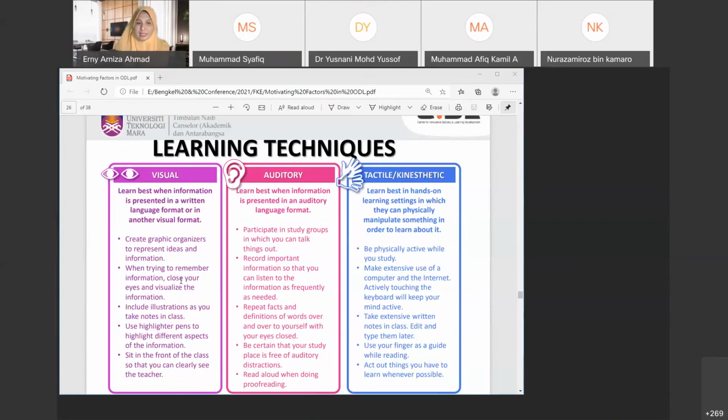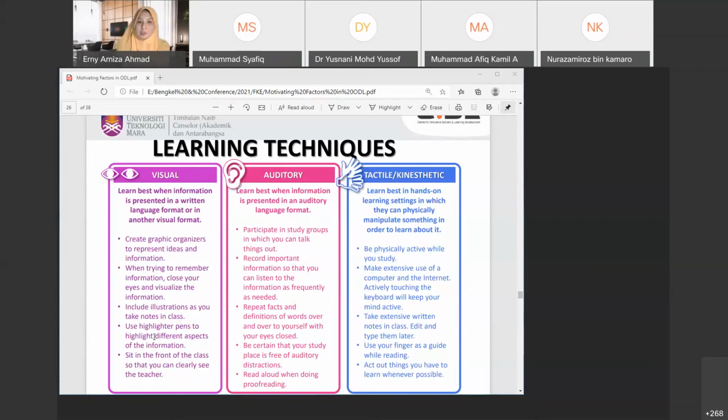Right, and then use highlighters, pens to highlight different aspect of the information. Kalau kata Madam Erny satu bekas tu highlighter saja. And then kalau pen kan, dia tengok kalau nampak, ini pen Madam Erny yang gemuk ni. I don't know, I'm too obsessed with this kind of pen. Yang ada banyak color ni. Dah berpuluh batang dah. Kumpul pen ni je macam warna. Right. And then sit in the front of the class so that you can clearly see the teacher. Kalau kata visual learner, memang dia akan duduk depan. Dia nampak cikgu, dia nampak terus apa yang cikgu cerita.